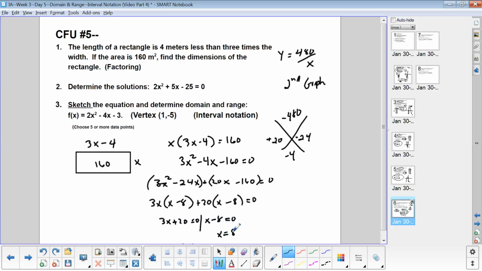And this is the only one that's going to work, is when the width is 8. So that would go here. So the width would be 8, and 8 times 3 is 24, and 24 minus 4 is 20. So you got a width of 8 and a length of 20.